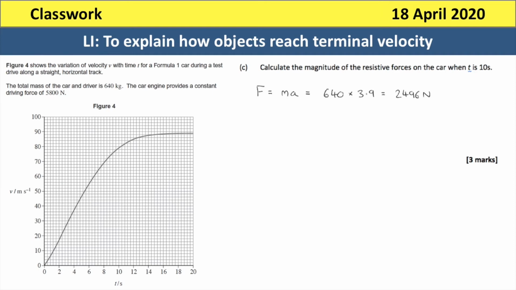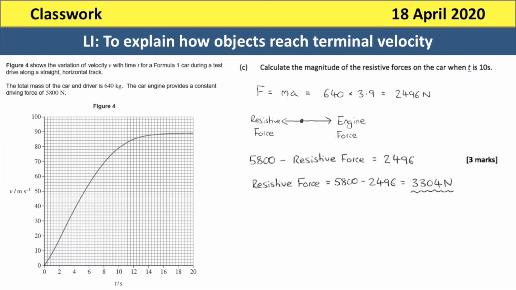But let's consider what the actual forces are. We'd have the engine force going forwards and the resistive force going backwards, and so the engine force minus the resistive force will be equal to 2,496. So, when we substitute all the numbers in that we know, the engine force is 5,800, subtracted the resistive force is 2,496. So rearranging that equation will give us a resistive force of 3,304 newtons.